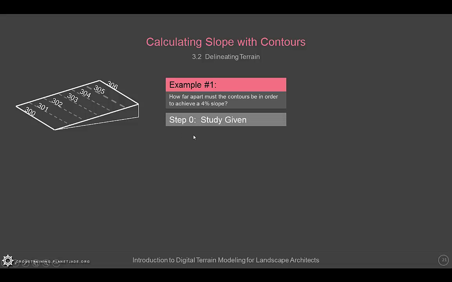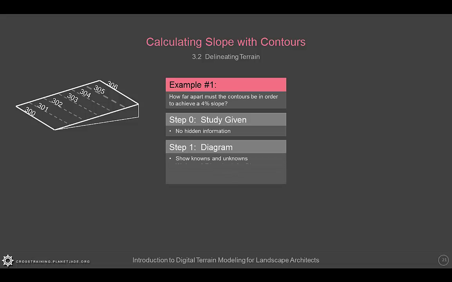So step 0, we need to study our given. So we want to make sure there's no hidden information. There's nothing really hidden here. Step 1, we want to make a diagram. So we want to show our knowns and unknowns.